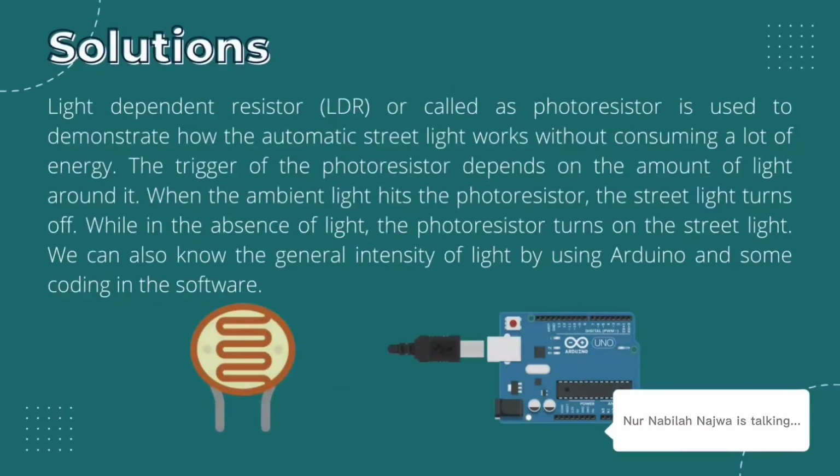The solution is light-dependent resistor (LDR), or called a photoresistor, is used to demonstrate how the automatic street light works without consuming a lot of energy. The trigger of the photoresistor depends on the amount of light around it. When the ambient light hits the photoresistor, the street light turns off, while in the absence of light, the photoresistor turns on the street light. We can also know the general intensity of light by using Arduino and some coding in the software.